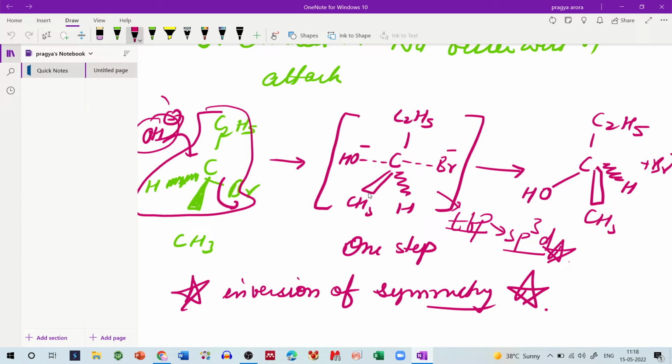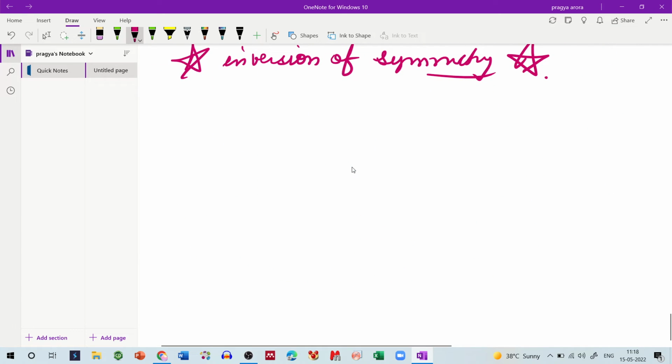Now if you have bulky alkyl halides, there will be difficulty for the incoming nucleophile to attack. Therefore, the order of reactivity of the alkyl halides follows like this: CH3X, then primary, then secondary, then tertiary. Let me give you an example first.